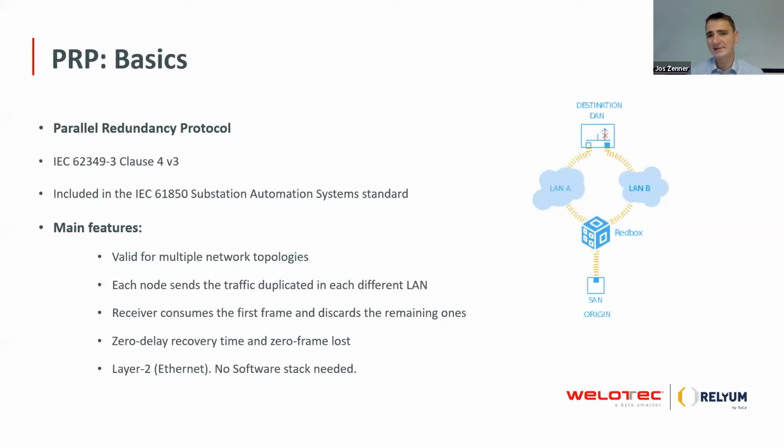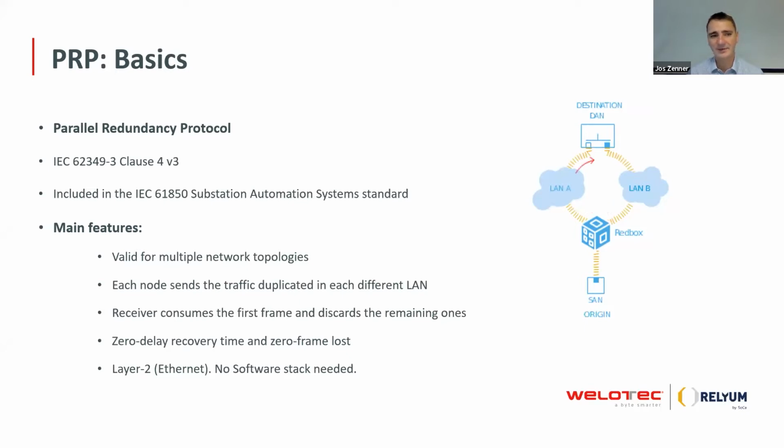And then the data is sent over two different networks with standard Ethernet switches to a so-called DAN, which is a dual attached node. A dual attached node is a device that has two Ethernet ports at the same time, and the packages are received over LAN A and LAN B, and the first packet that is arriving is accepted, and the second one is discarded.